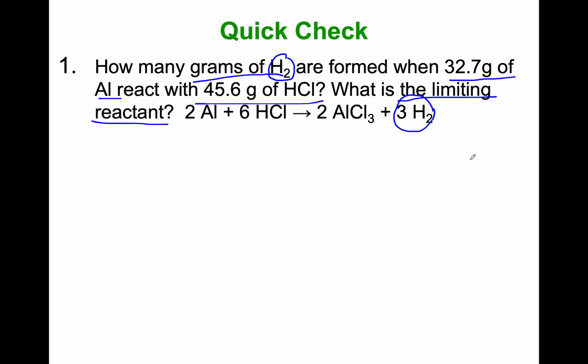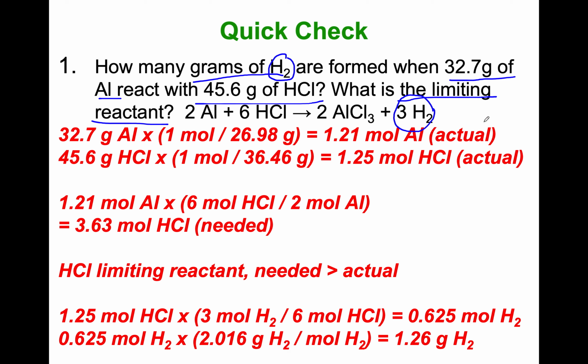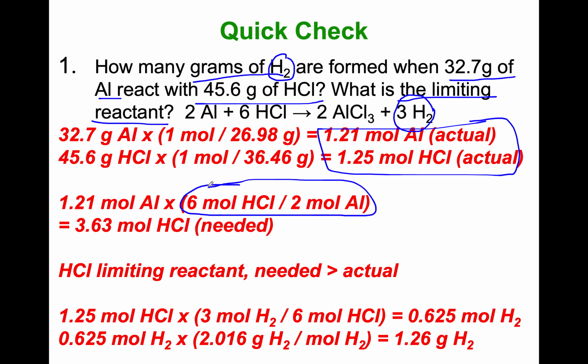So a couple things you can do. If you start, we want in moles, okay? So if we calculate, these are the moles of aluminum and moles of the HCl. And now if you take a look, what I've done here is I've showed you the mole ratio between HCl and aluminum. So I'm not going to the product, I'm showing you there's another way. So if you do this, 1.21 moles of aluminum requires 3.63 moles of HCl. That's what's needed, okay?